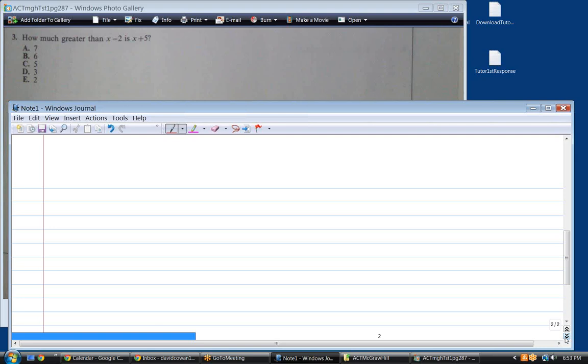Okay. How much greater than x minus 2 is x plus 5? I'm not sure how to do that one. If I ask you how much greater than 7 is 10, 3. How'd you get that? 7 plus 3 is 10. Well, you subtract it. You put 10 minus 7, right? Yeah. So that's what you want to do here. You want to take x plus 5. You want to subtract x minus 2, like that. Okay, and now eliminate the parentheses and solve that.